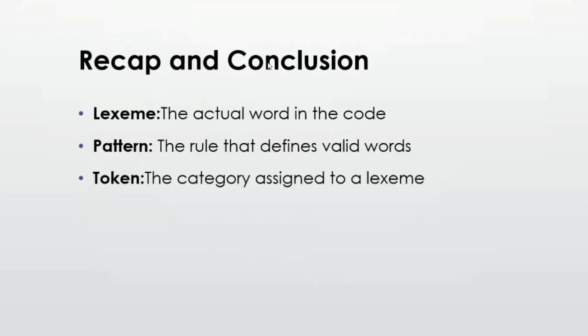The relationship between lexeme, pattern, and token: the pattern defines the structure of valid lexemes. The lexeme is the actual sequence of characters found in the source code, and the token is the classification assigned to a lexeme by the lexical analyzer. Coming to the conclusion: lexeme, the actual string of characters in the source code; pattern, the rule or regular expression that defines how a lexeme should be structured. Finally, token, the classification assigned to a lexeme based on its pattern.